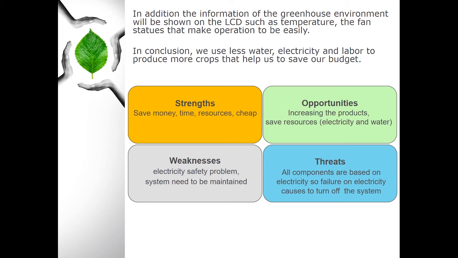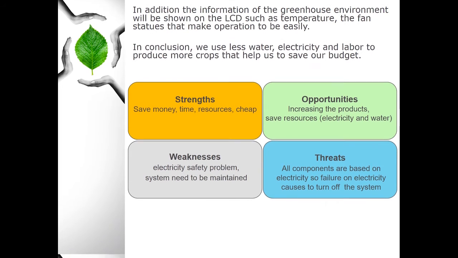In fact, threats are a part of any system. For example, in our system, all components are based on electricity, so a failure of electricity causes the system to turn off. But if the customer wants, they could use a UPS or diesel generator to supply energy in a temporary situation.